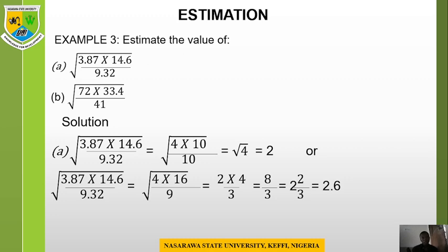Okay, another way of solving this is the square root of 3.87 times 14.6 over 9.32, which is equal to, to 1 SF, 3.87 is giving us 4. Now times 16. You can see we are having 16 here.